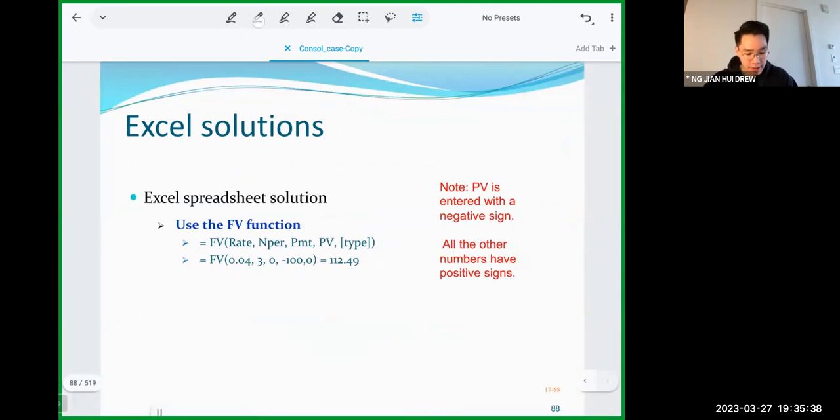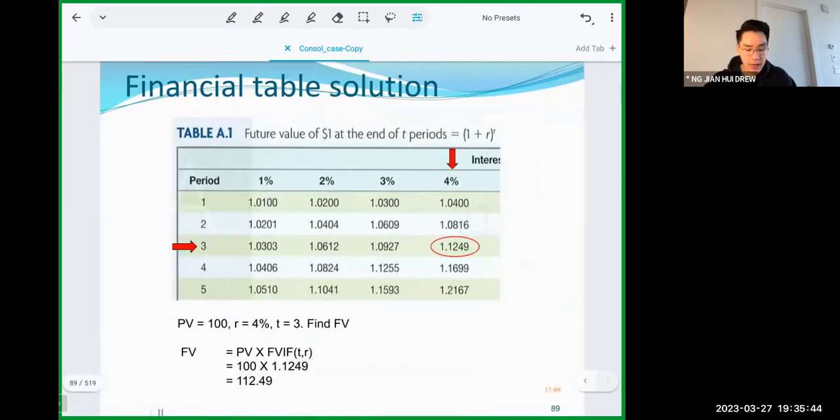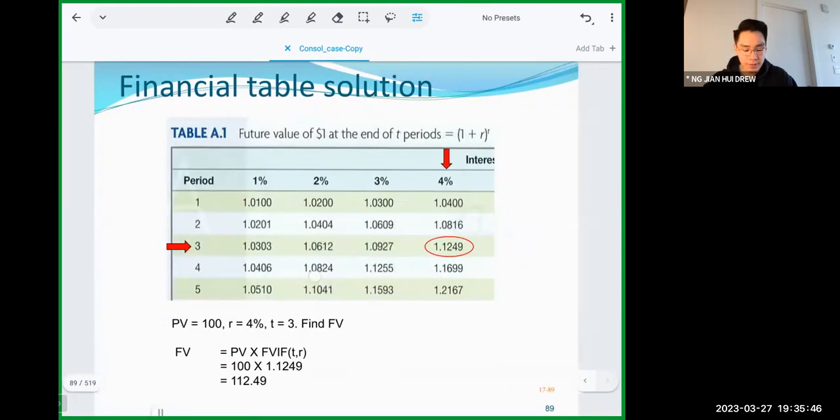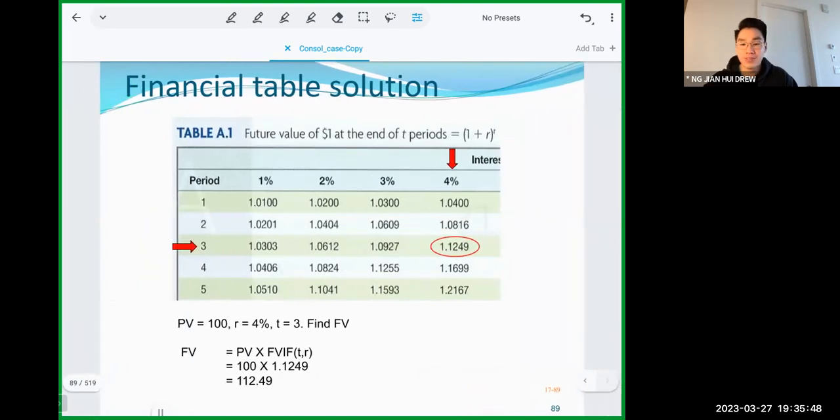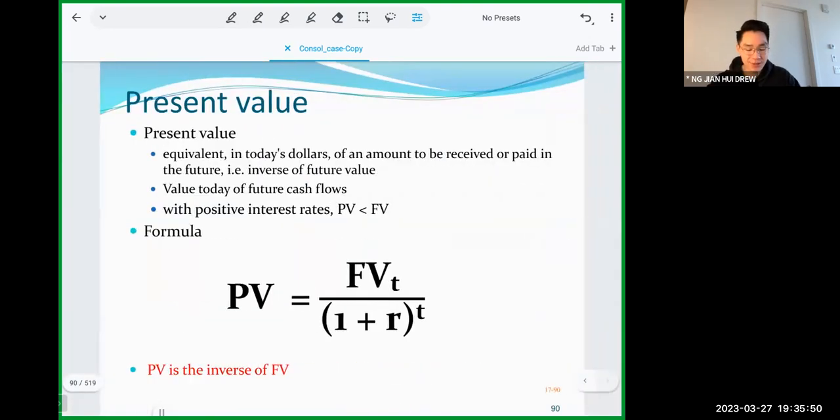So we have already gone through how we input the FV formula in Excel. All right. I will not go through the financial table because you'll never ever use this since you have Excel now. All right. So is everyone okay with future value? Is everyone good with that? All right. Okay, very good.